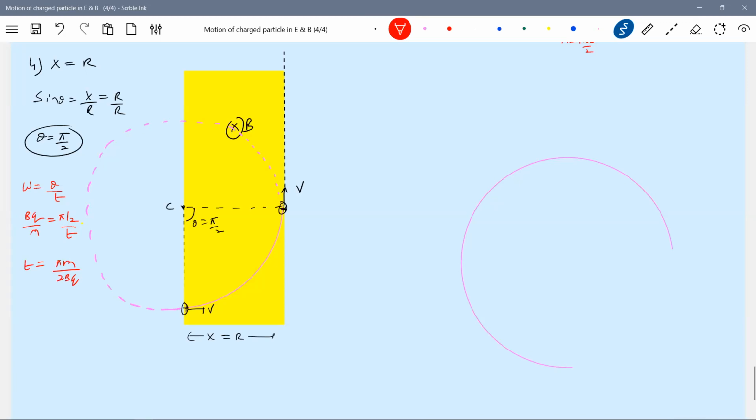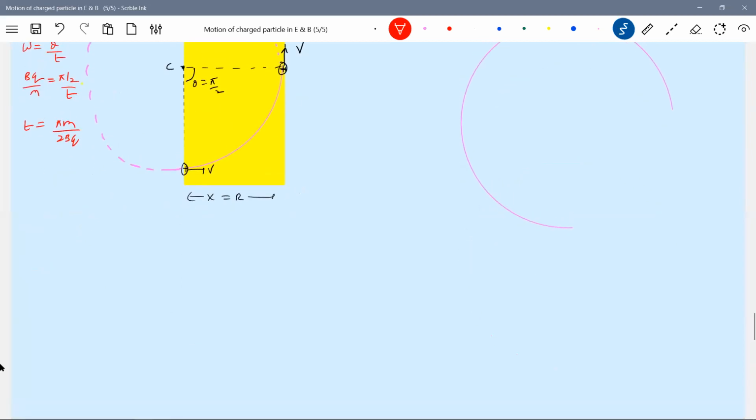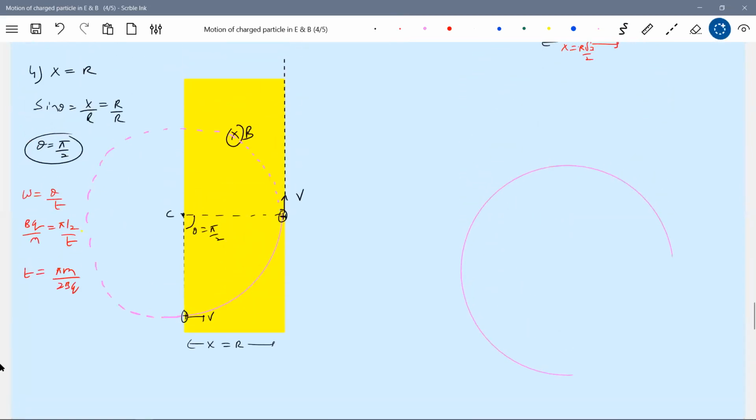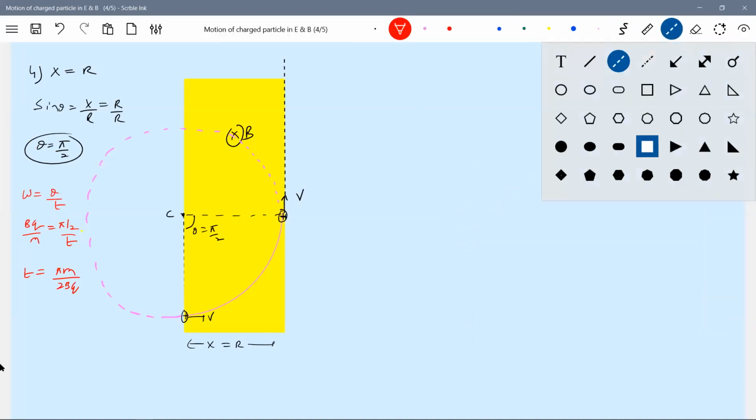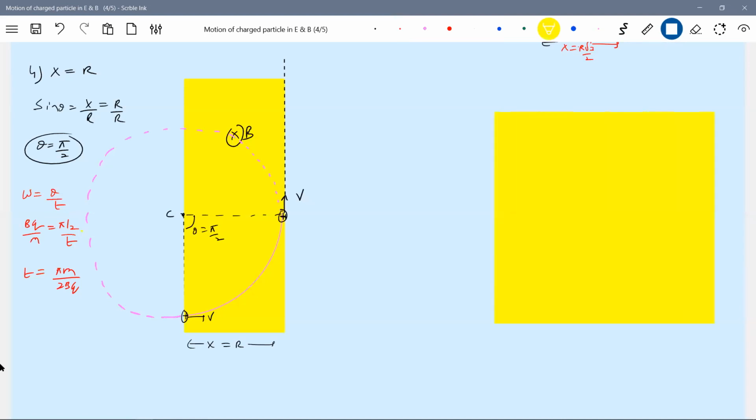X greater than r, we'll see. I think this will be the last thing, which is very, very important. Just I'll make x greater than r, and we'll see what conditions will arise. Fifth one: x greater than r. You can pick up any value, it doesn't matter. Let it be x equal to 1.2 r or 1.5 r. Just greater than r is enough. The charged particle will come here.